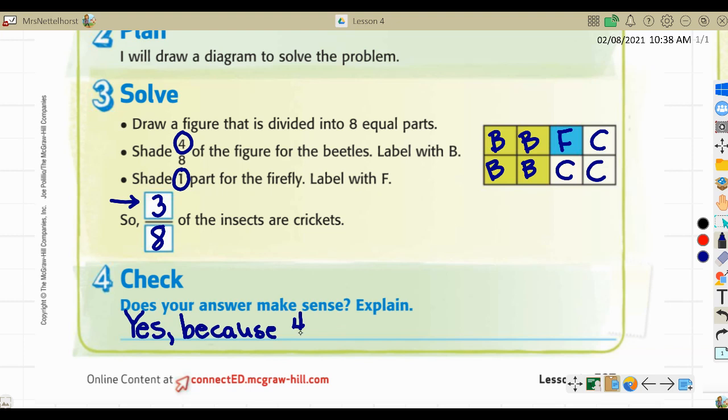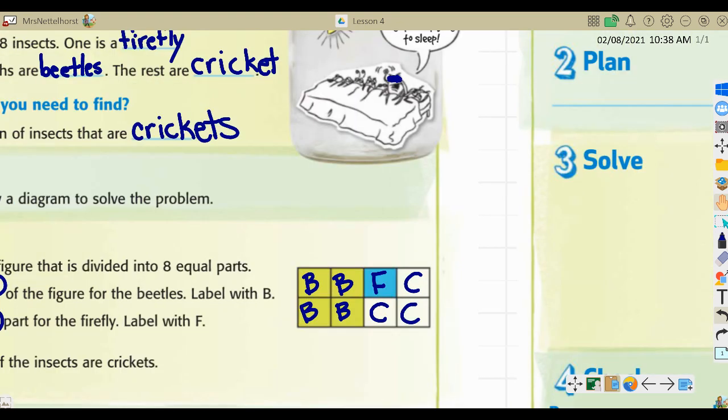4 plus 1 plus 3 equals 8 insects. Period, because it's a complete sentence. All right, let's go on to the next page. Whoops, I'm tripping over wires here. Okay, let's go on to the second page.